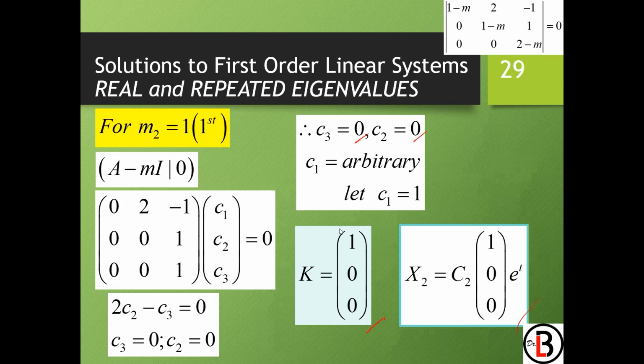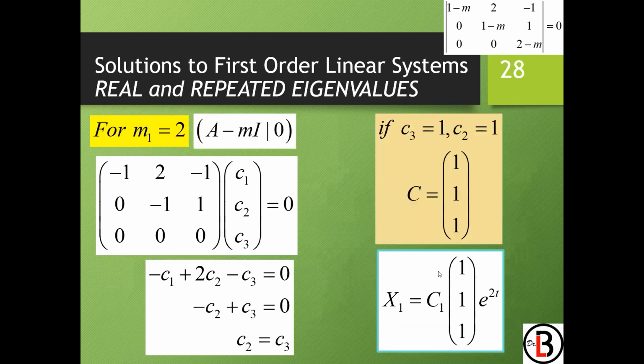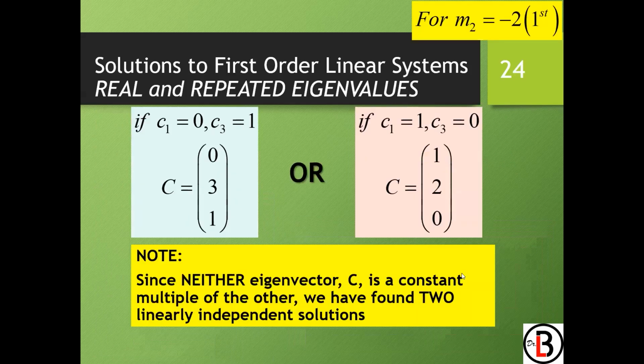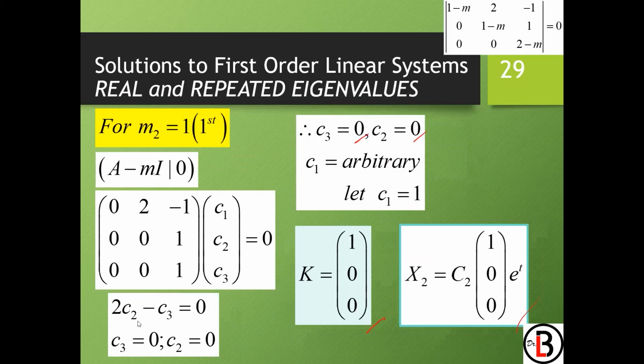Some of you might ask, sir, why is it that here we got only one? In the other example, we were able to obtain this. Because in that case, all three C's appeared. Can you follow? All three of them, C1, C2, C3. And I was able to get two separate eigenvectors that are linearly independent. Whereas in this case, only C2 and C3 appeared in the solution. So I cannot apply the method I used in the other one.